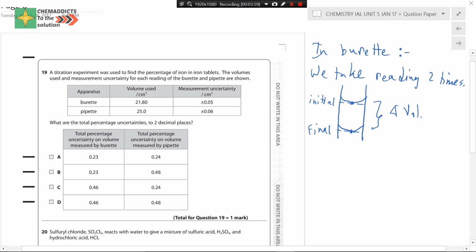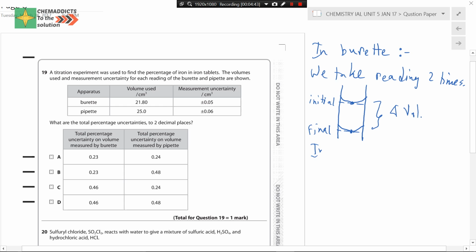So what we actually have measured here is the volume used. This is the volume used just by taking the reading of the initial volume and the final volume, and we just find the difference between these two. So this is how we calculate the volume used, and the uncertainty would be two times, since we have taken reading two times. So the percentage uncertainty will also be two times. So this is how it goes.